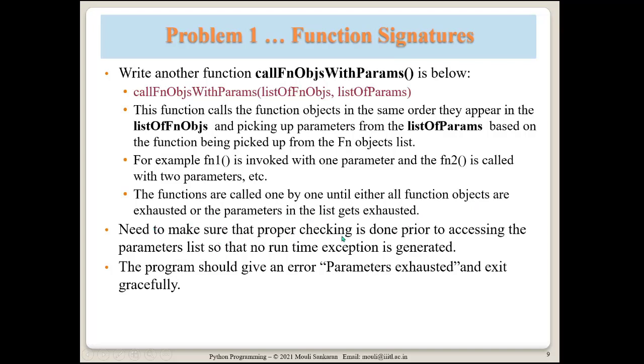You need to make sure that proper checking is done prior to accessing the parameter list so that no runtime exception is generated. You need to be careful. Suppose you are looking for three parameters, don't try to get them from the list and then say, oh sorry, the list is exhausted. No, then there will be a runtime exception. So you should keep track of how many you have already used up and how many are left, so that you don't access the list beyond its limit. The program should give an error, parameters exhausted, and exit gracefully.